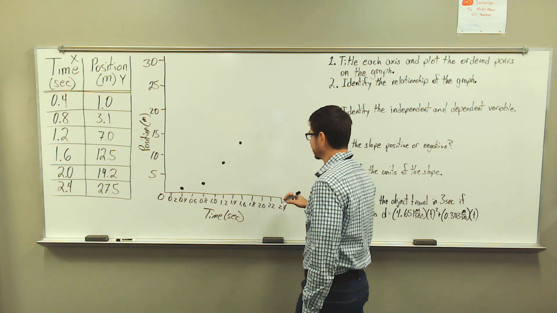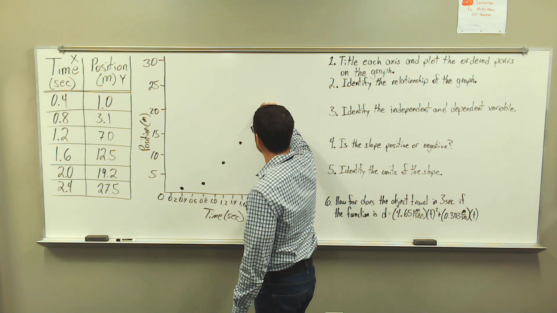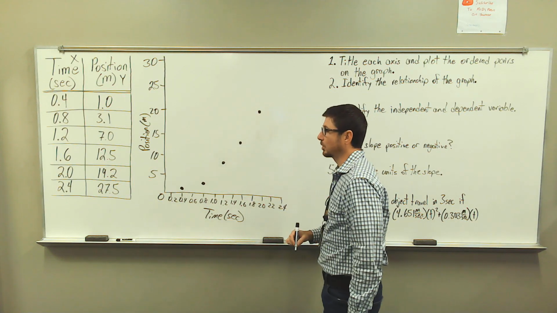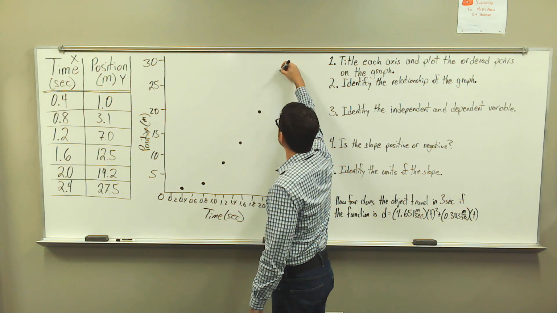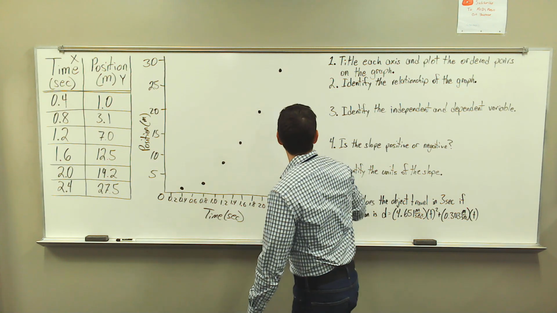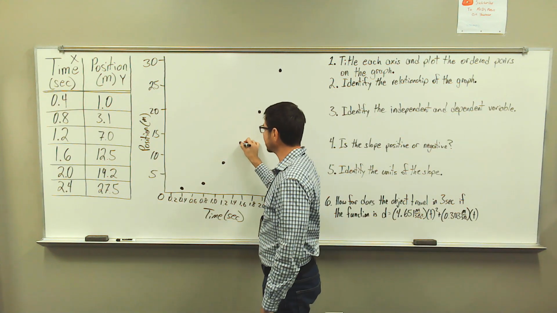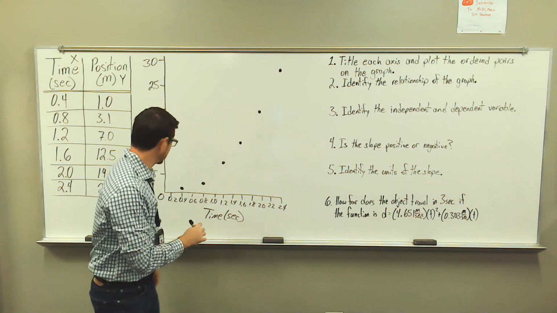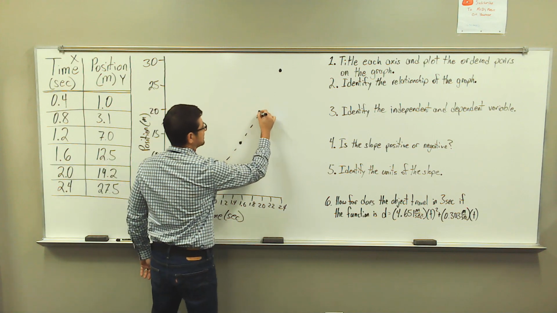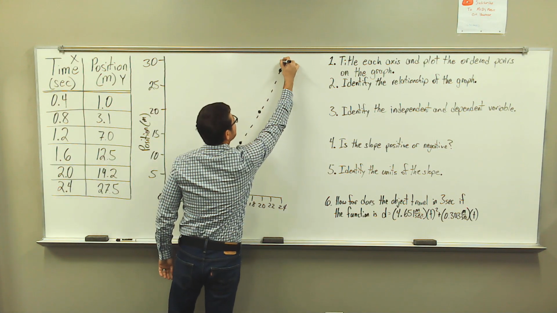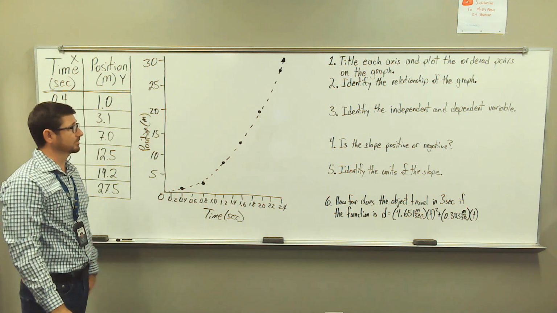At 2 seconds, we're at 19.2. And at 2.4 seconds, we're at 27.5 meters. Okay? All right, so we've done that. What we need to do now is create a line of best fit. Okay, so we'll start at our origin here. And we have something that looks like that, so it's definitely nonlinear here.